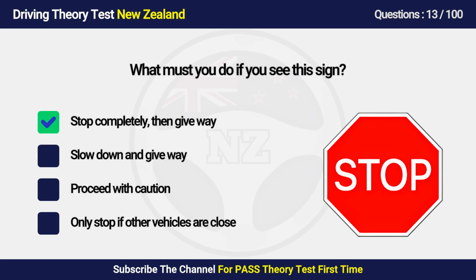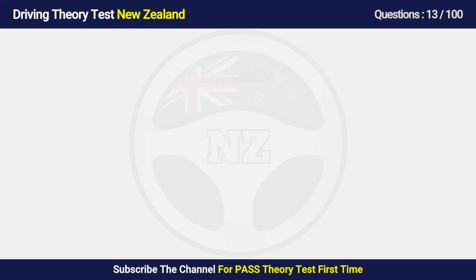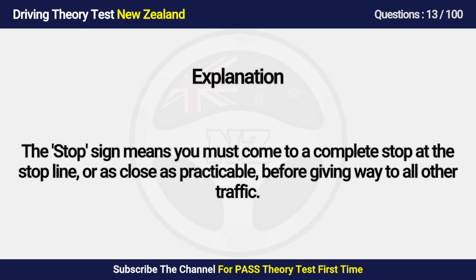Answer is A. Stop completely, then give way. The stop sign means you must come to a complete stop at the stop line, or as close as practicable, before giving way to all other traffic.